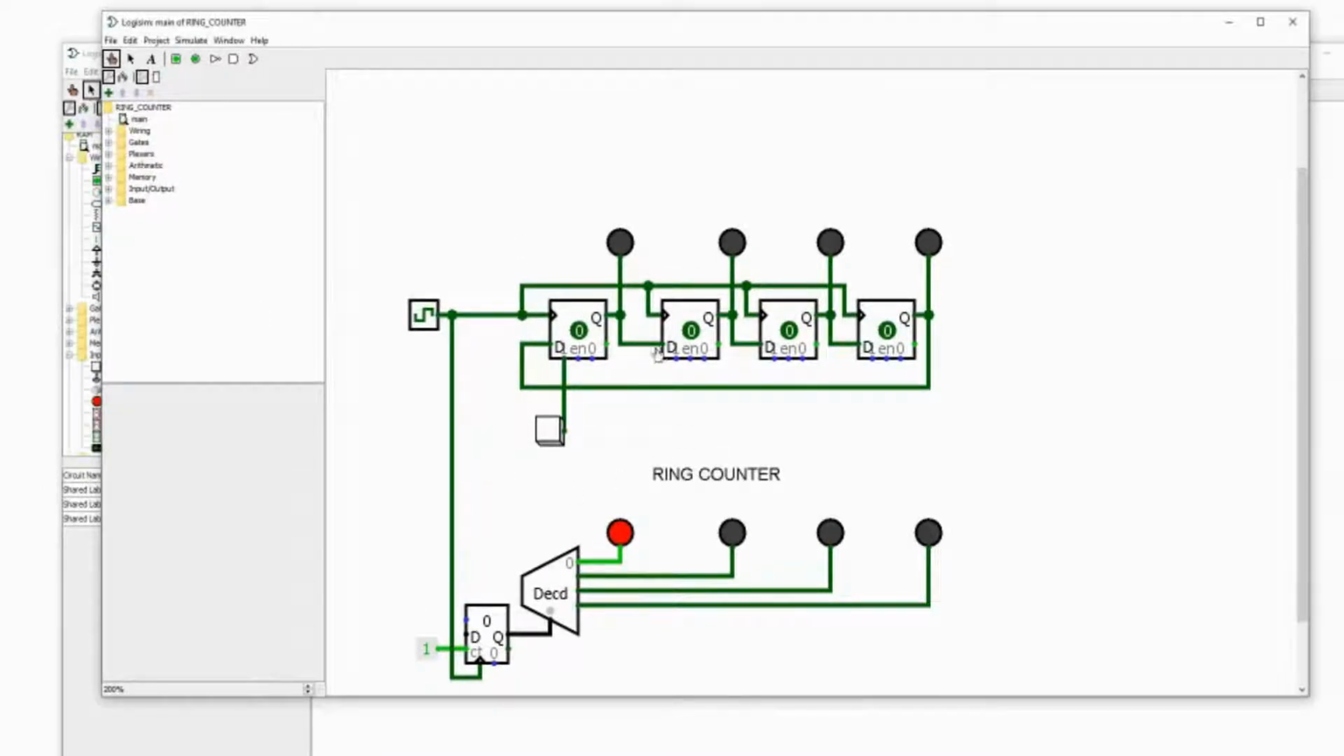So let me give you a good example. In the last class we talked about how the ring counter can be made using the shift register technique. You can see this is a 4-bit shift register. All the Qs are connected with D. And to make it a ring counter, the output of the last flip-flop is connected with the input of the first flip-flop. You can easily see that, right? So this is my 4-bit ring counter.